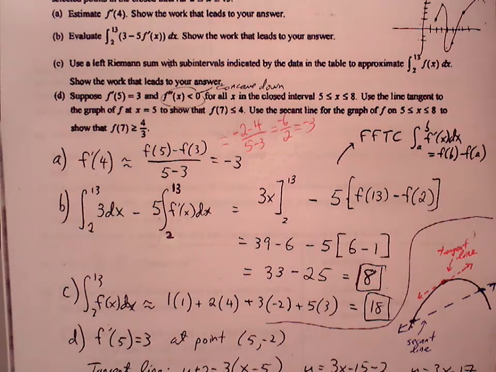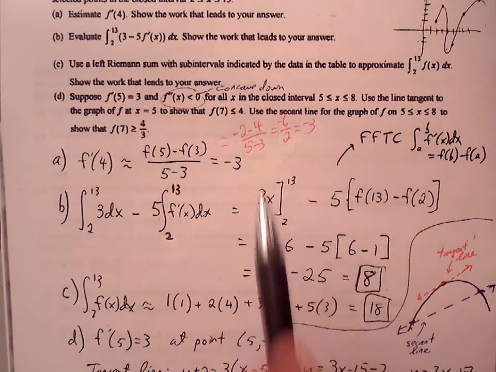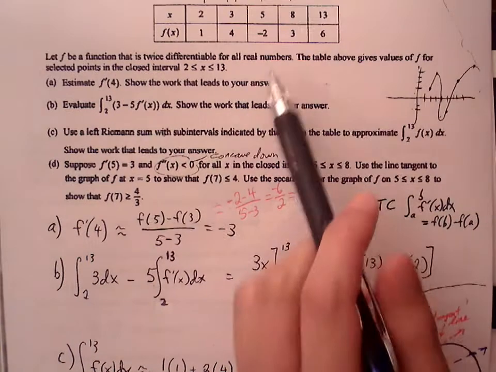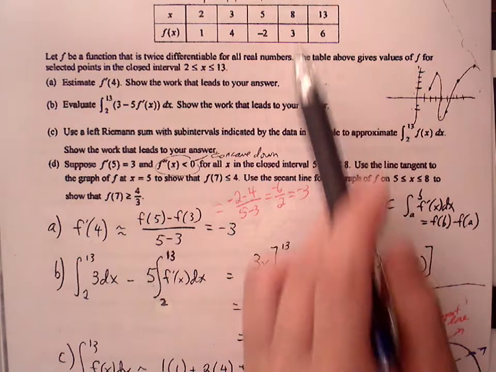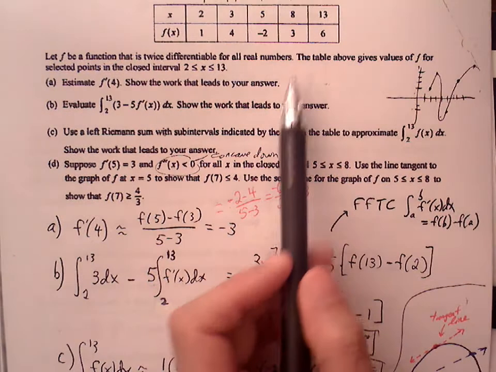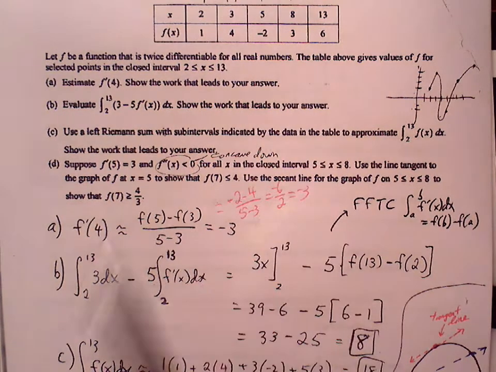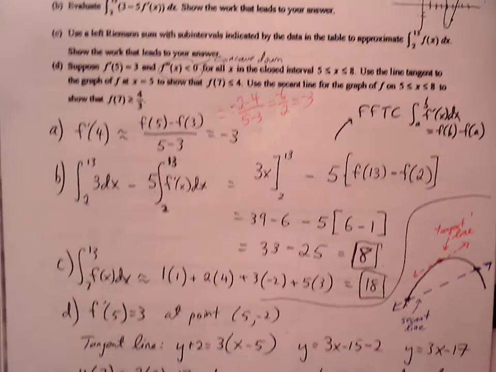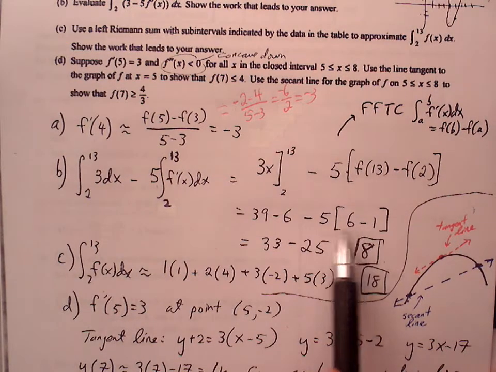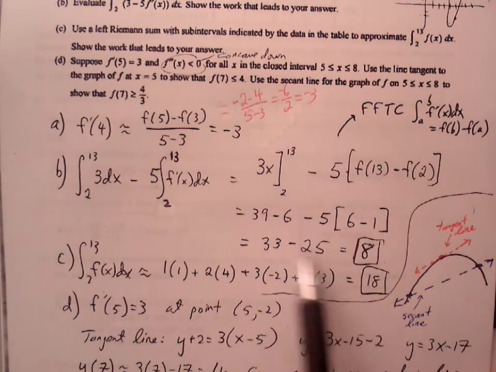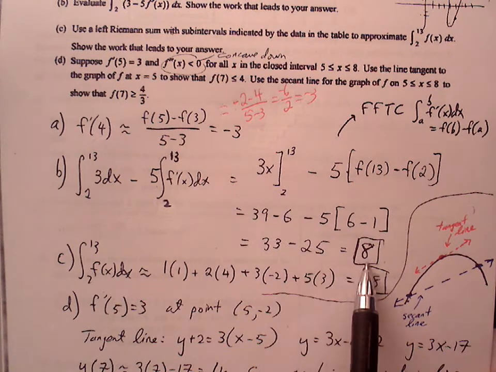We go to our table of values and see if we can replace those. f of 13 is 6, f of 2 is 1. So we get 6 minus 1 with the 5 in front to multiply through. So 5 times 5 is 25. 33 minus 25 is equal to 8.